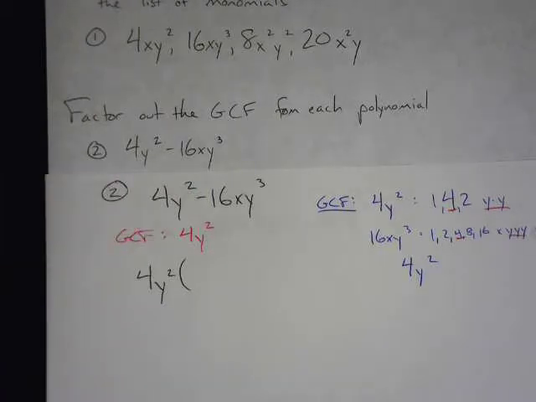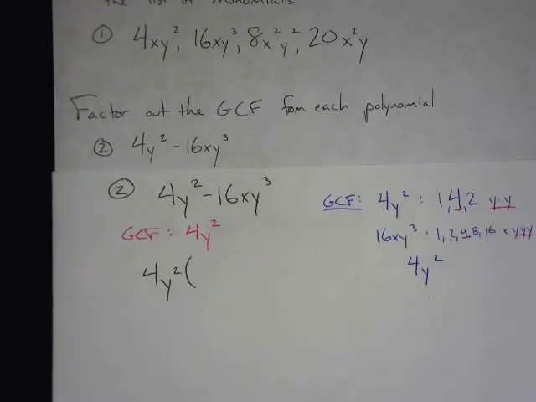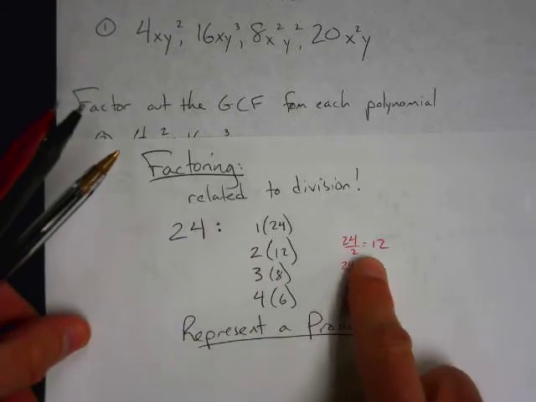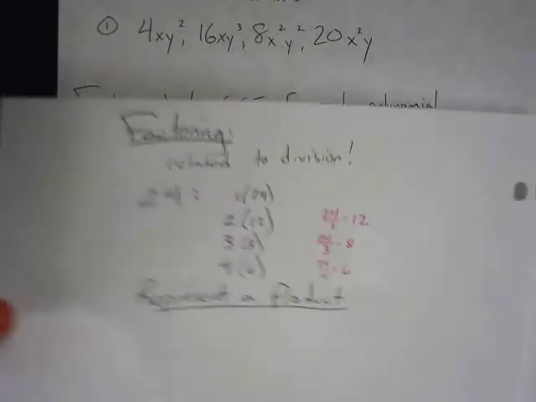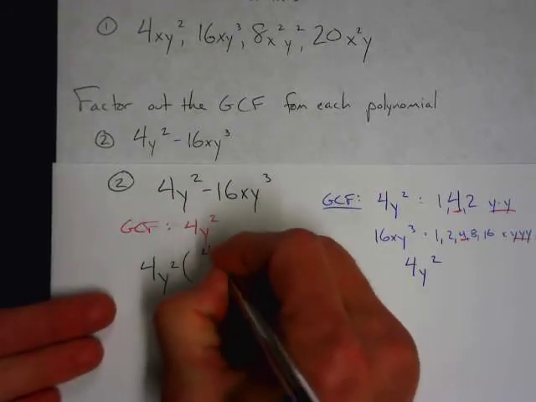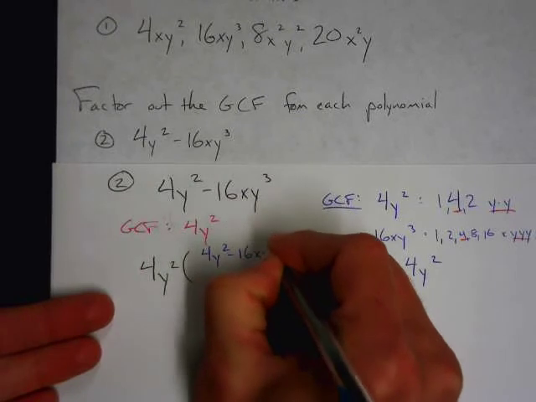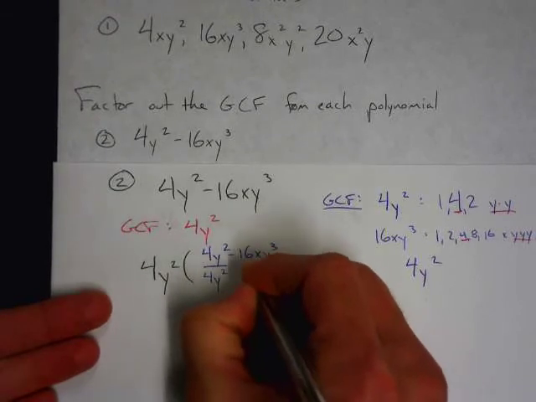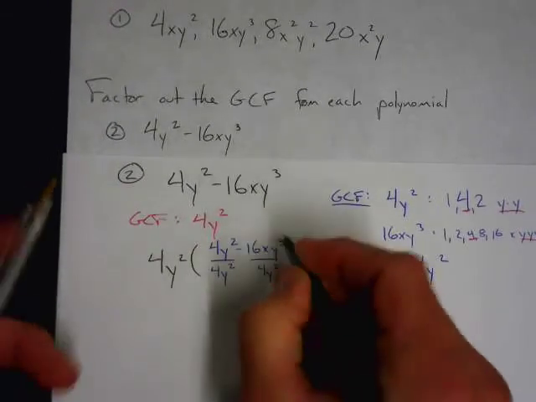So how do we find that product? Well, just the same way we did on the previous example. We're going to divide, right? It's related to division. If you remember, with those 24s, how do we show products of 24? We're going to be dividing 24 by those numbers. So we're going to have our initial expression, divided by our GCF.